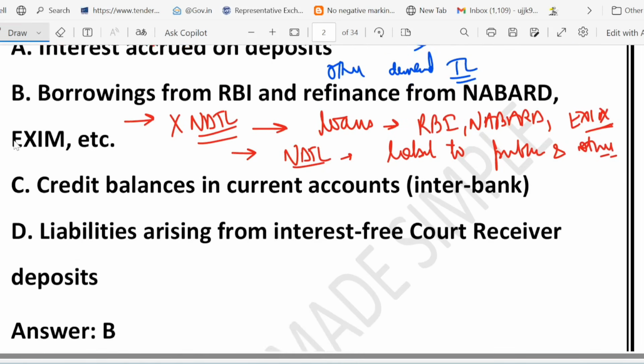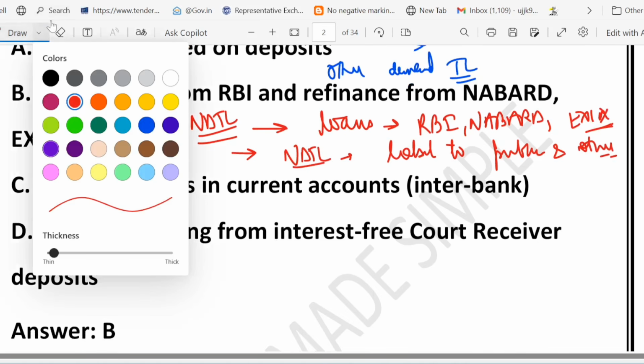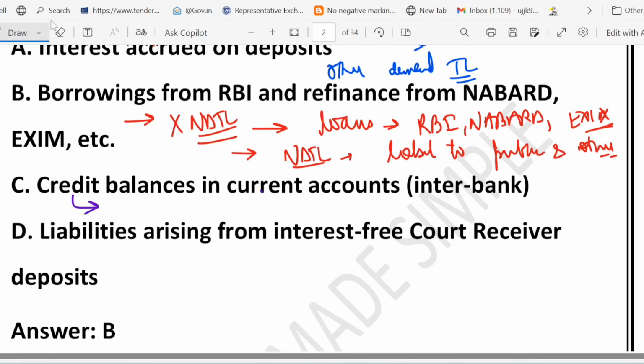Then comes option number C. What is option number C? Option number C is a credit balance in current account, right? So these are balances other banks keep with us. It is like one bank depositing money in another bank's current account. So these are called liabilities to the banking system. Yes, it is a kind of liability to the banking system, and yes, they are included in NDTL.